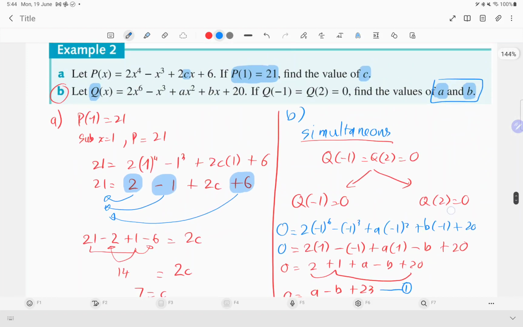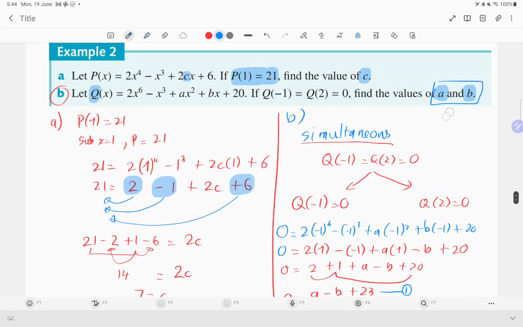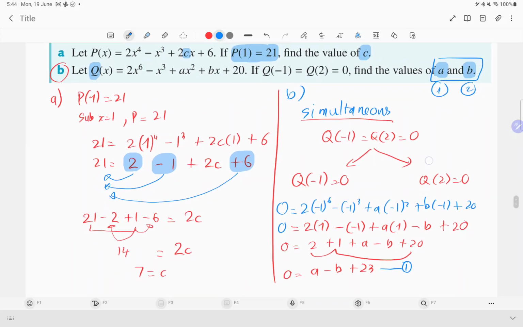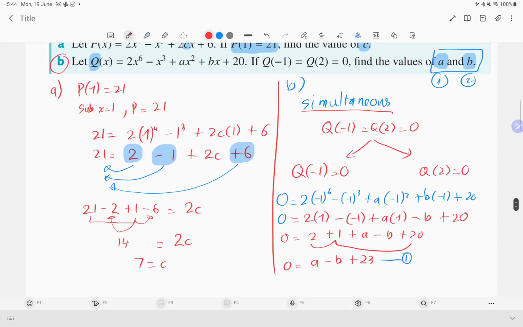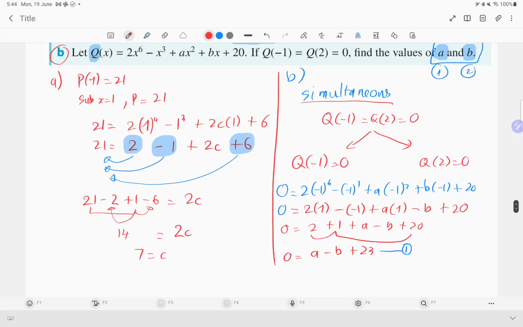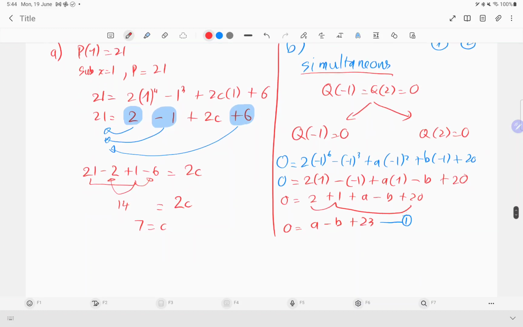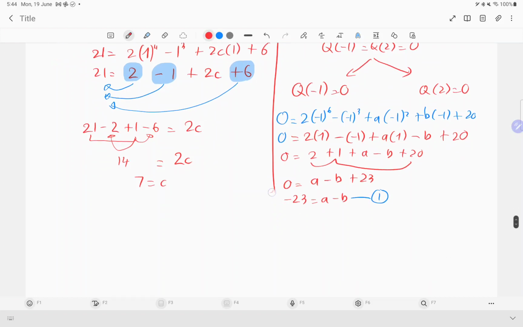Because remember, when you're solving for 2 variables a and b, you need equation 1 and equation 2, and then you work them out together. Could you use just simple logic to say that a minus b is equal to -23? Yes, you can technically write it that way. But I'll do the standard way, where I put 23 over to this side and leave a minus b over here. So this one is equation 1 instead.